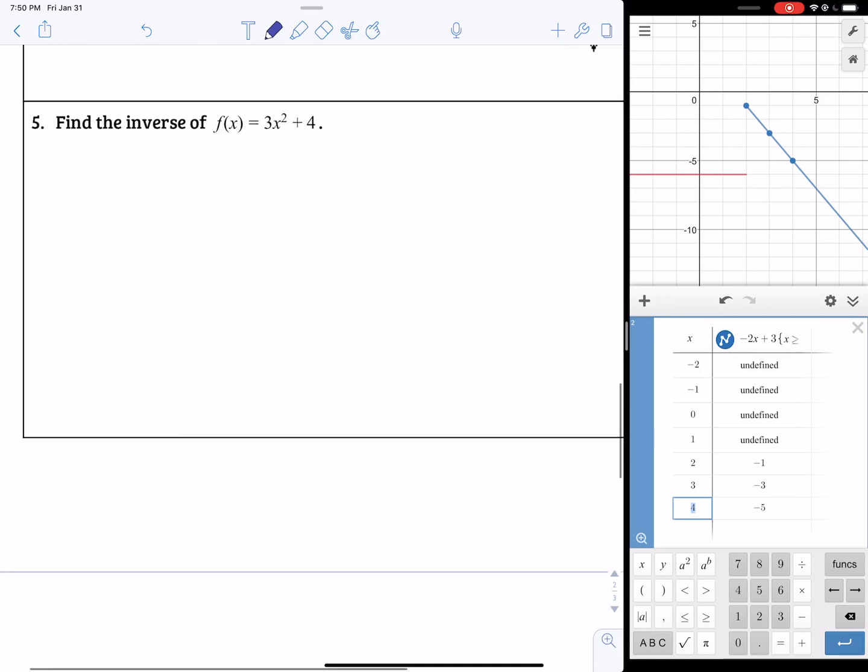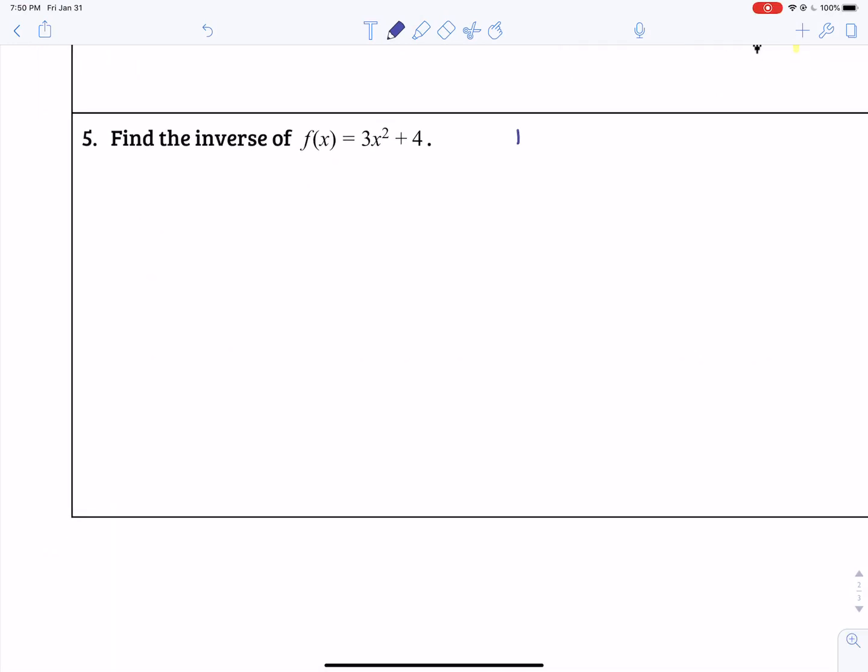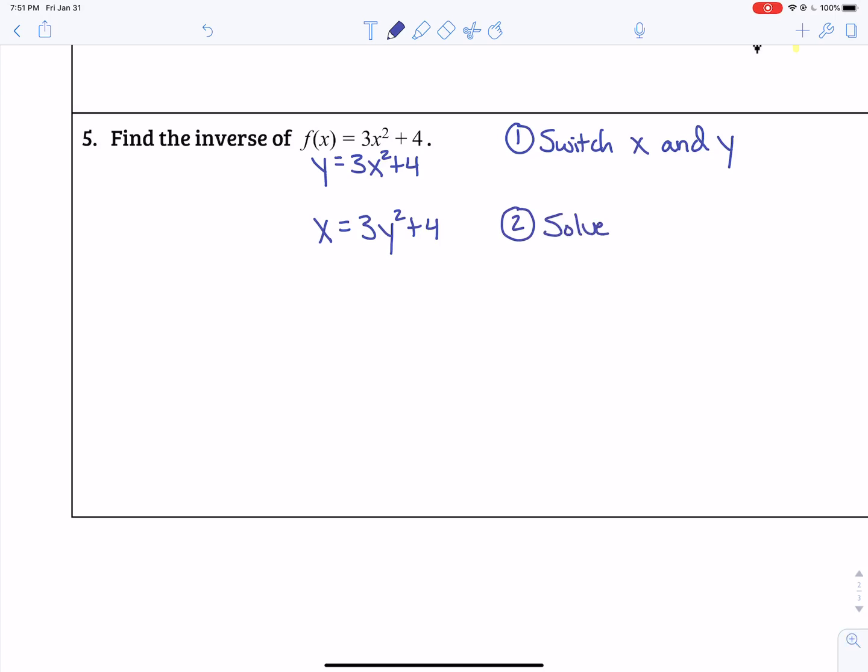And number 5 says find the inverse. So I'm going to move Desmos out of the way. We have to start by switching x and y. So we take f of x, which is like y equals, so we could just rewrite it as y equals 3x squared plus 4. And then you want to switch them. So you would say x equals 3y squared plus 4. Everything stays the same. The x and y just trade places. And then you just want to solve for y. So let's try to get y by itself.